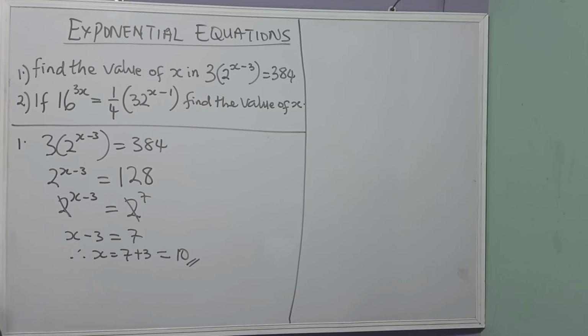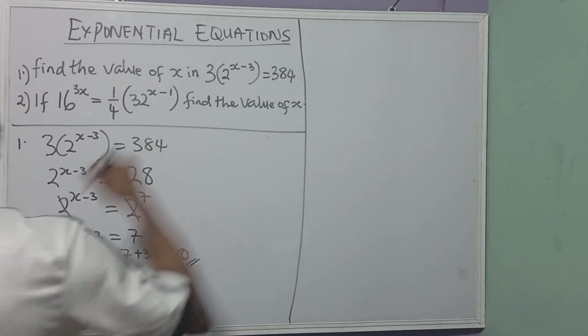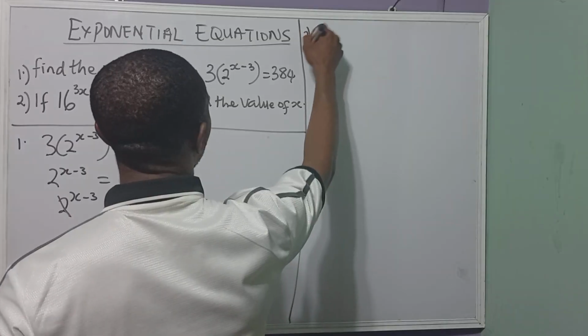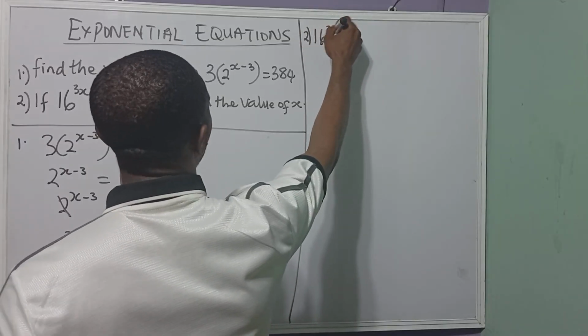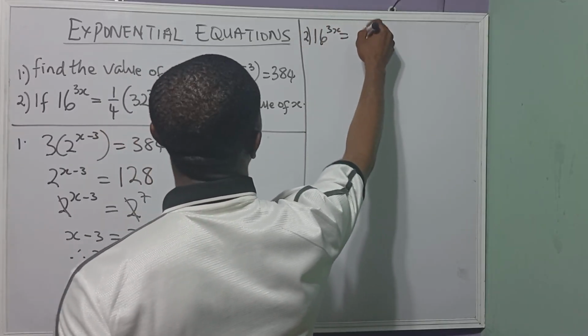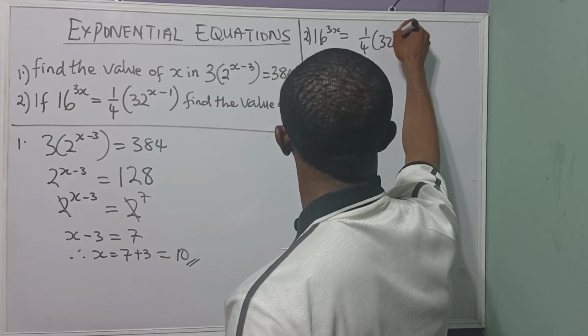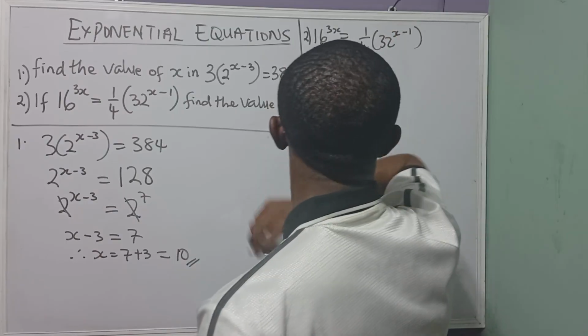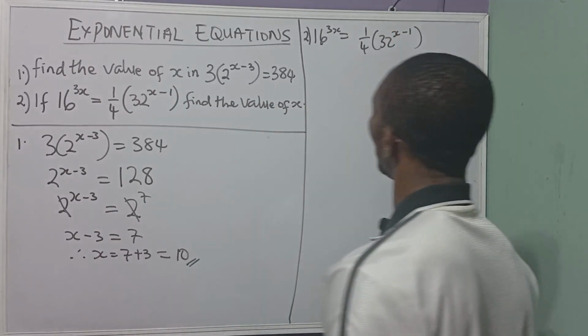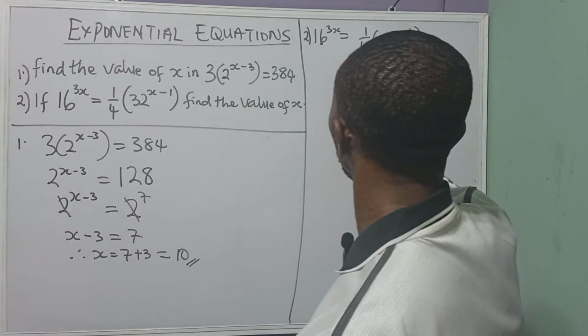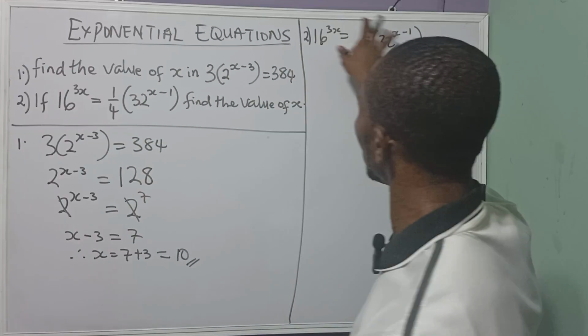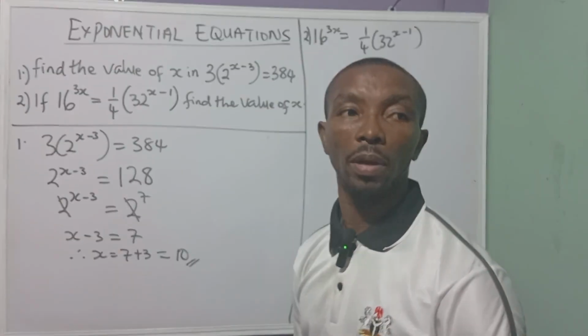Next, we are looking at our second question, where we have 16 raised to the power 3x equals 1 over 4 times (32 raised to x minus 1). In this one, we are not going to divide, but we'll convert all of this, since we can put them in base 2.